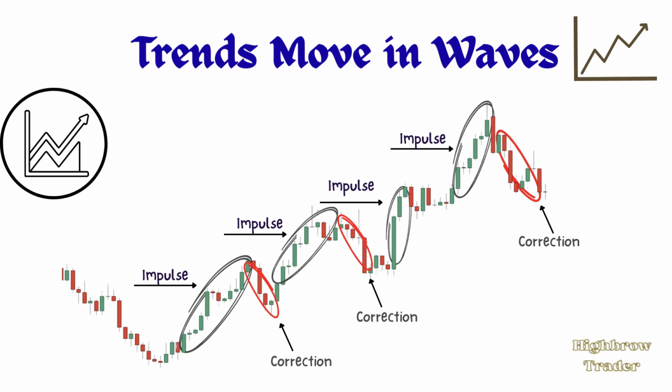Trends don't move in straight lines, they move in waves. The strong push in the trend's direction is called an impulse. The smaller pullback that follows is a correction. This impulse correction pattern repeats, forming the natural rhythm of the market. As the chart builds, watch how each phase flows into the next. It's the heartbeat of every trend.